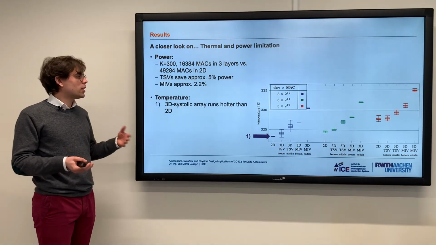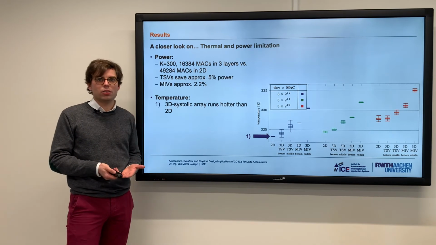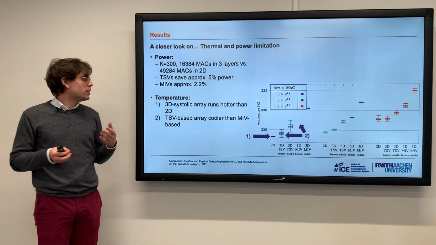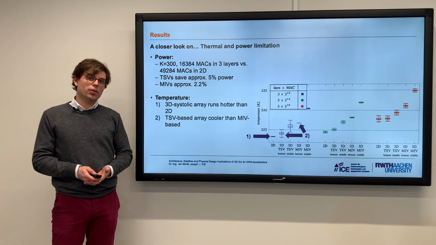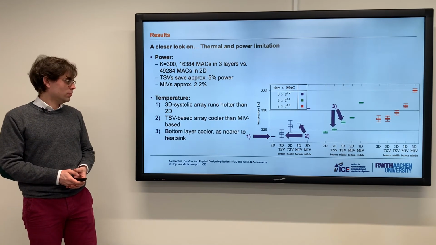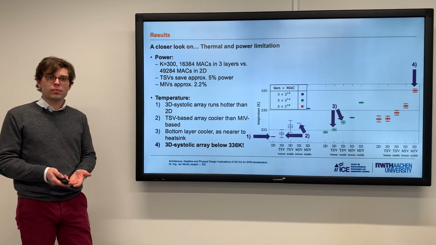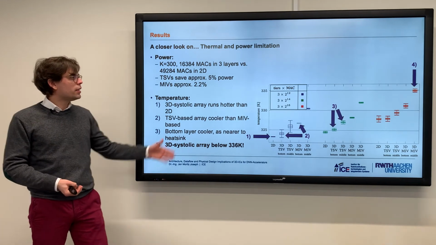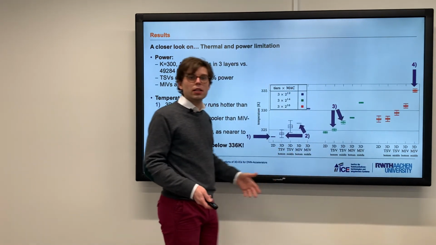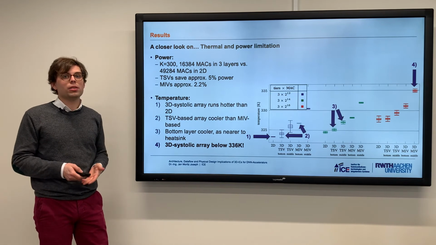The first finding is quite simple: the 3D systolic array runs hotter than the 2D one, and this is as expected, frankly spoken. The second one, which is also as expected, is that the TSV-based array runs cooler than the MIV-based one, which is due to the larger area of the TSVs. Also, the bottom layer runs cooler because it is closer to the heatsink. But the final most important result is that even for the largest Mac count and MIVs not close to the heatsink, we are still below 336 Kelvin. So we can show that it's thermally feasible to go 3D.